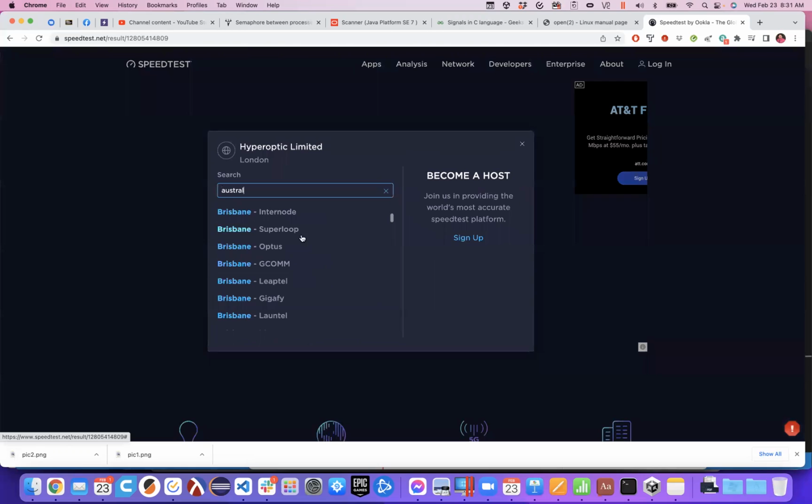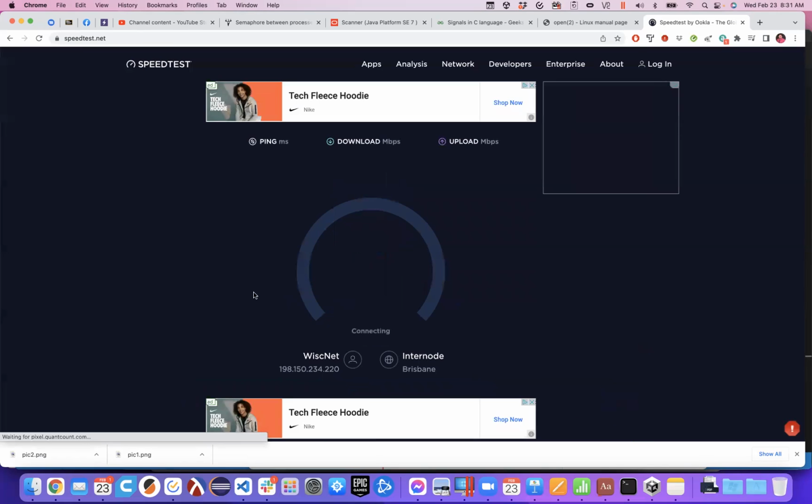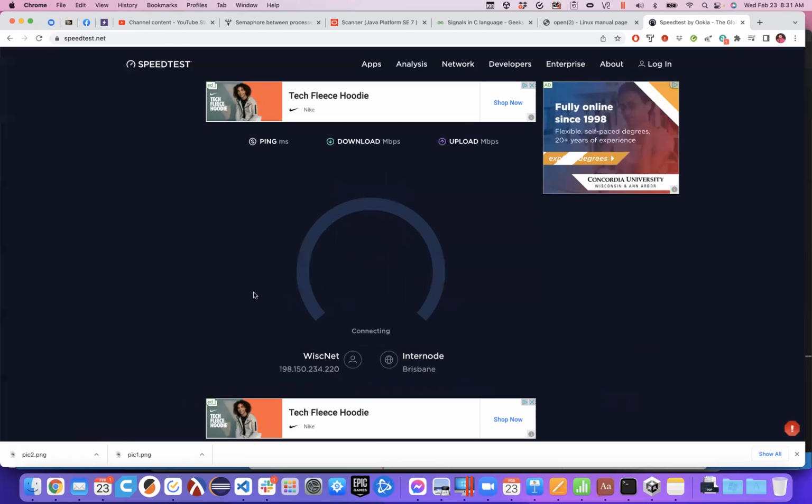Let's see if I can get something in Australia. There's Brisbane, Australia. It should be an even higher ping, I would expect. Yep, 220 milliseconds. So now we're seeing what traveling across the internet does to us, and you're seeing the slowdown in the download. Upload, I suspect, will still be decent, probably faster than this.